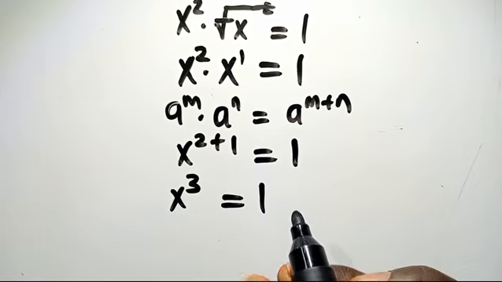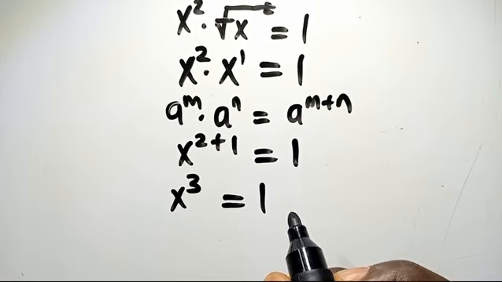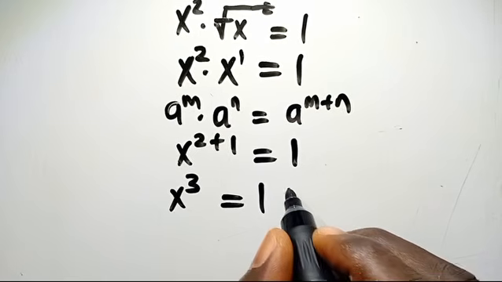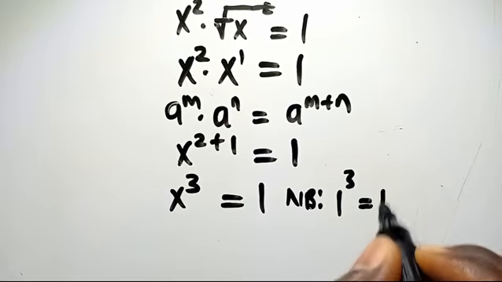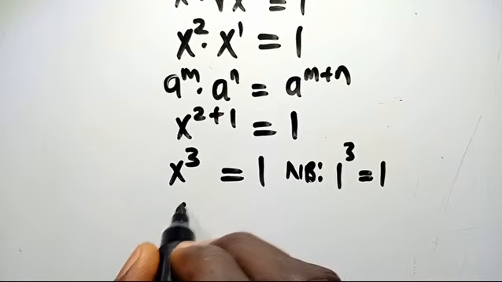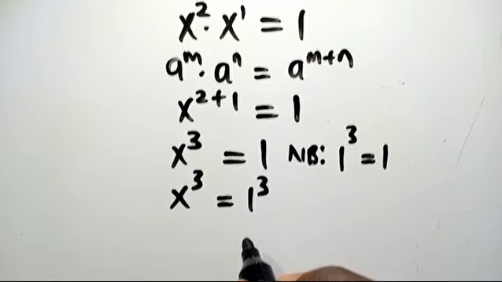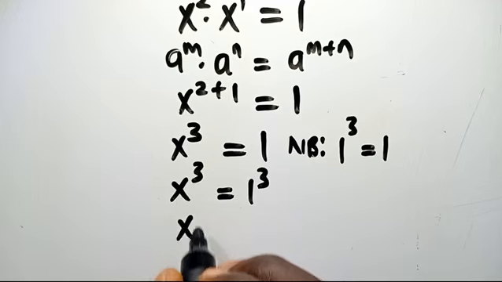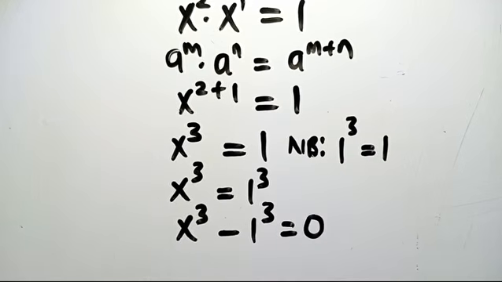Now, we have to be very careful here. Let us equate so we can have all the possible solutions. But mind you, 1 to the power of 3 equals 1. So we can have x to the power of 3 equals 1 to the power of 3. Let's take this one here: x to the power of 3 minus 1 to the power of 3 equals 0.